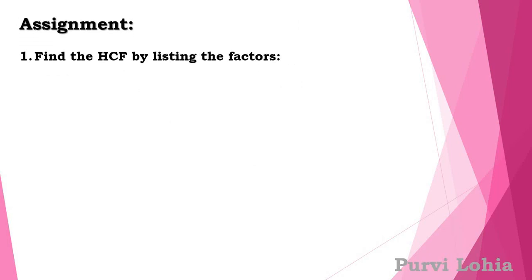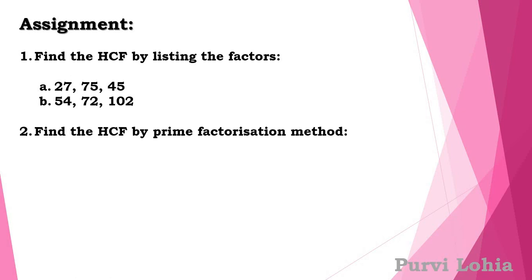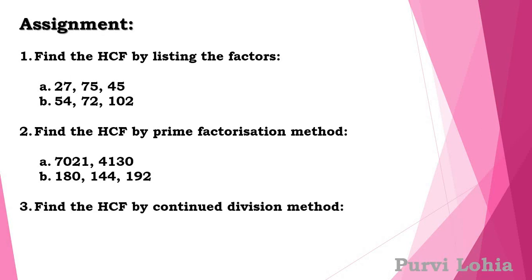First one, find the HCF by listing factors. A: 27, 75, 45. B: 54, 72, 102. Second, find the HCF by prime factorization method: 7021, 4130, 180, 144, 192. Third, find the HCF by continued division method. A: 213, 2485, 8520. Second one, 1045 and 1520. So this is your assignment for today.